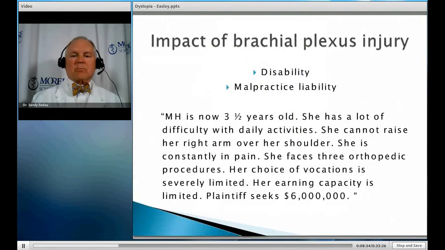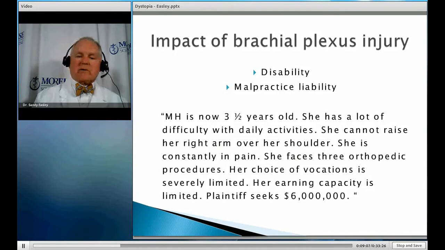Permanent brachial plexus injury is serious, very serious. Lower plexus, Klumpke's palsy injuries are especially disabling. Take, for example, this quote from an actual lawsuit.